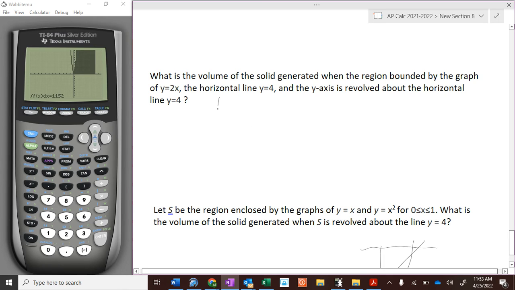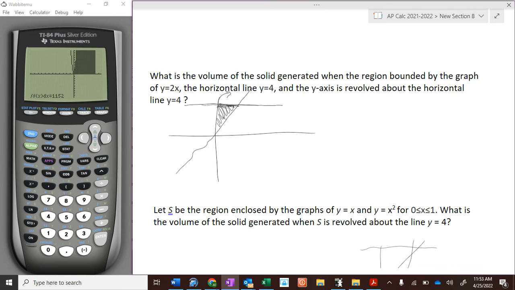Okay, so y equals 2x is a line going up like this. The line y equals 4 is here. We're revolving around this. So, disk or washer? Still disk, because this is up against the line that we're revolving around. We're just not revolving around the x-axis or y-axis. Okay? So it's the disk method. So it's the integral from where to where?